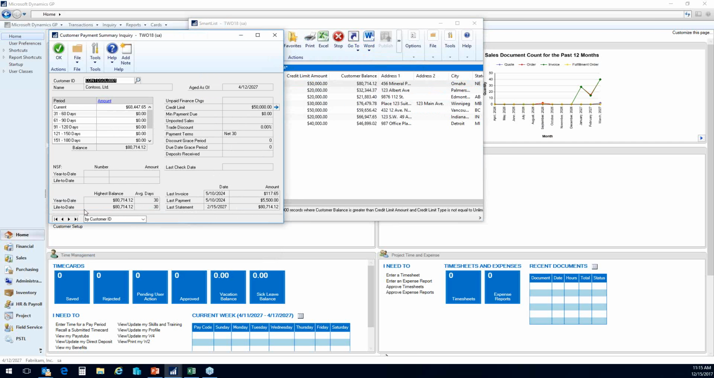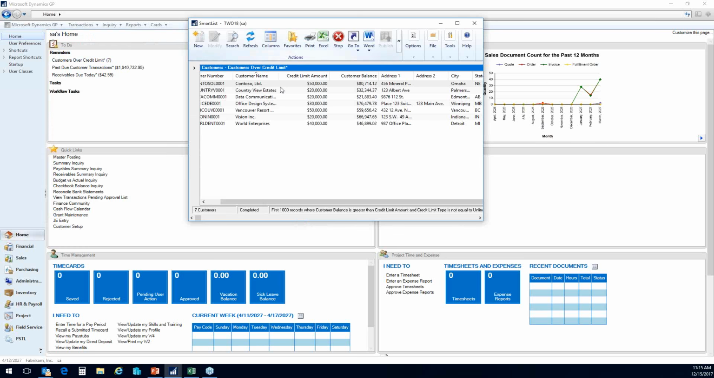I see here their year-to-date, high balance, and life-to-date. Of course, in my sample system here, it's not very creative, and so those numbers end up being the same. And I see that they pay in an average of 30 days. So, payment terms are net 30, they're paying in 30, so pretty much sticking to the established credit policy. So for whatever reason, I've let them go beyond their $50,000 limit, so I must be somewhat okay with them as a customer.